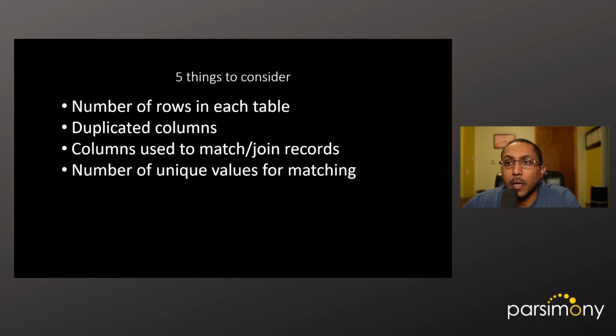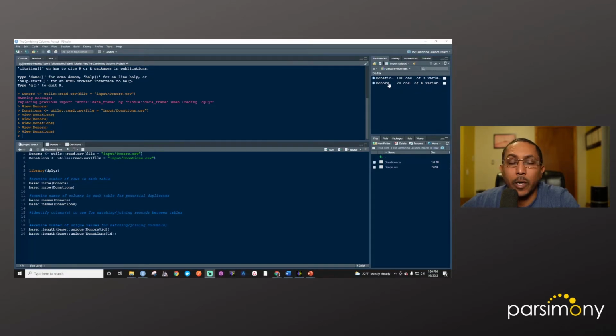The next thing I explore is how many unique values there are for those matching variables that we'll be using to combine the data. Here's what I mean by that. So we know that the donors table and the donations table have a different number of rows in each. The donors has 20, the donations has 100. We also know that they have a common variable that we want to use to match records, which is called ID. It's important to know how many of those values there are in each table.